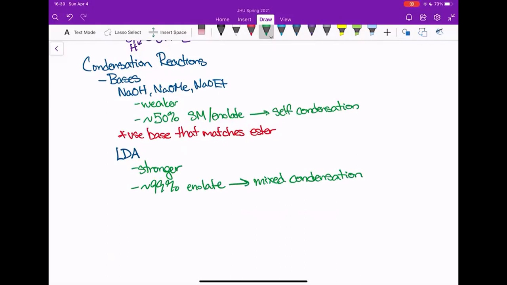So now we'll start with your aldol reactions just to see a little bit about when you would use which base. So your first one is aldol, and we'll begin with a self-condensation.